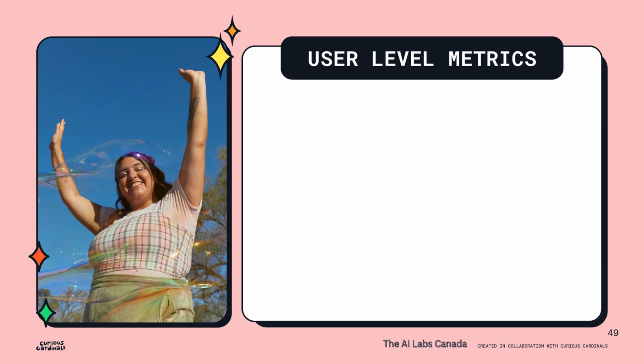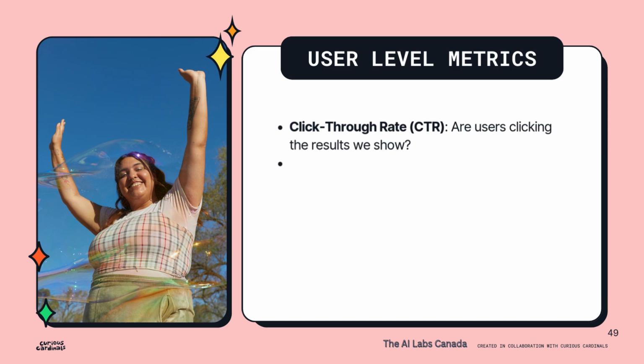So we have the requirements and we know the scale. Next is to define what success looks like. So for that, we need to define the right set of metrics. For this case, I think we can start with the user level metrics. So some metrics I can think of are the click-through rate. So whether the users are clicking on the results we are showing them.